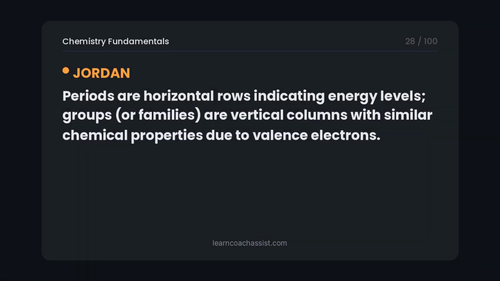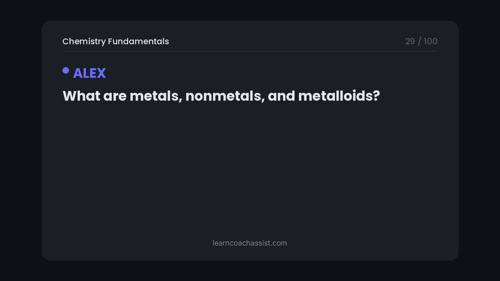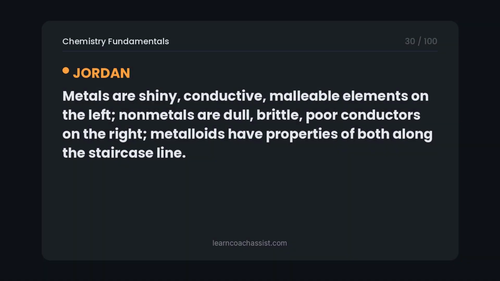What are periods and groups in the periodic table? Periods are horizontal rows indicating energy levels; groups, or families, are vertical columns with similar chemical properties due to valence electrons. What are metals, nonmetals, and metalloids? Metals are shiny, conductive, malleable elements on the left; nonmetals are dull, brittle, poor conductors on the right; metalloids have properties of both along the staircase line.